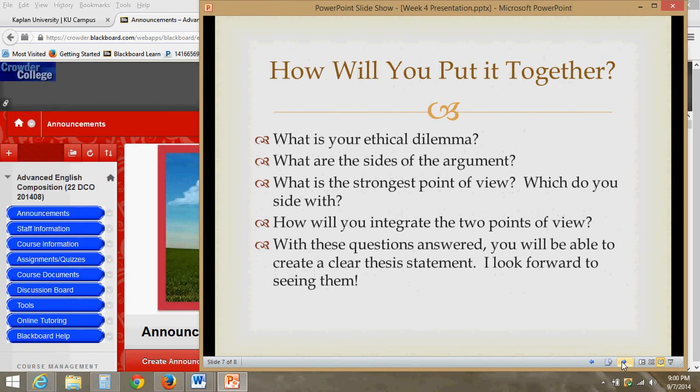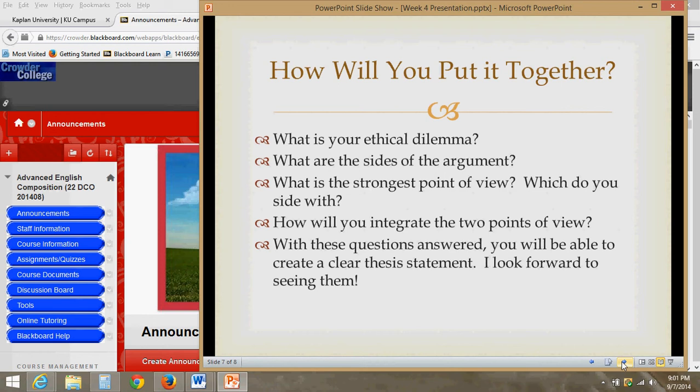So when you start to work on your idea for an ethical dilemma synthesis paper, these are some things to think about as you work to develop your thesis statement. So what is the ethical dilemma that you are going to address? That's going to be the main thing, your topic. What are the sides of the argument? So what two sides, or maybe there's multiple perspectives on the argument, and what do you think is the strongest point of view? Which do you side with? Do you think that should be incorporated into your thesis statement?